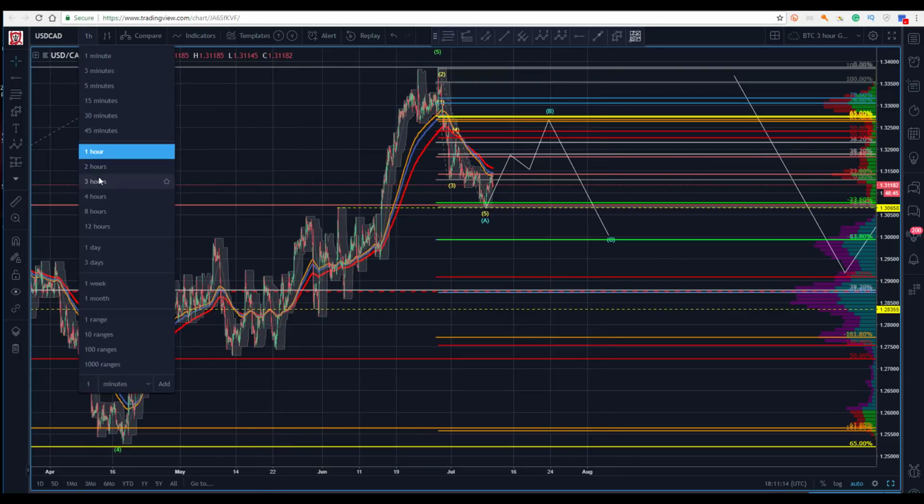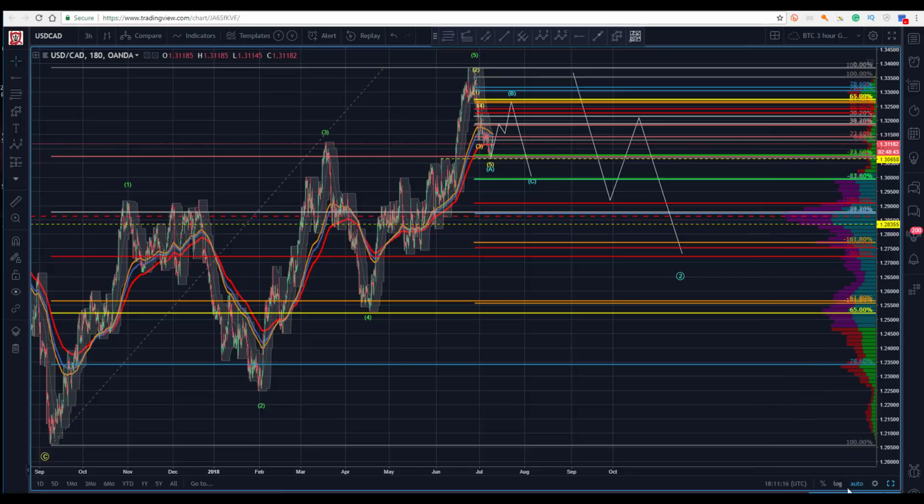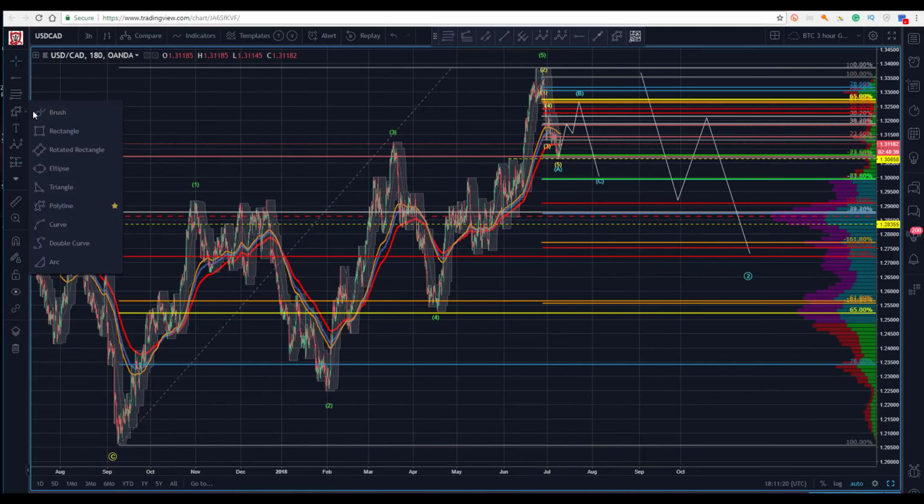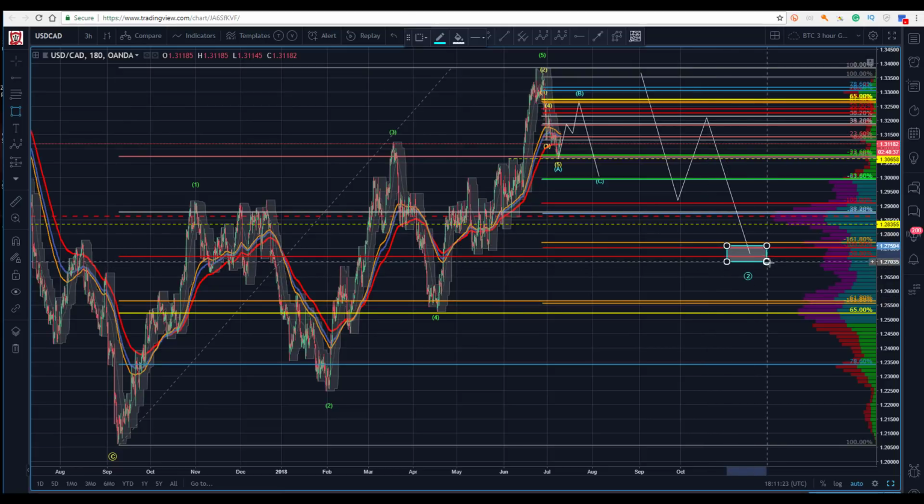So let me go back to a 3 hour and show you what I mean here. If this is done, we're looking for the buy. Let me get it up here. We're looking for the buy down here around the 50. Ultimately, it's between the 50 and the 618. That's our high probability zone.